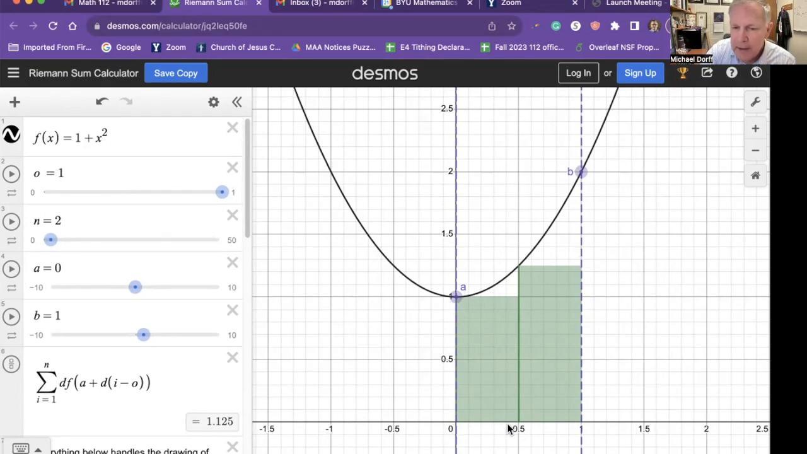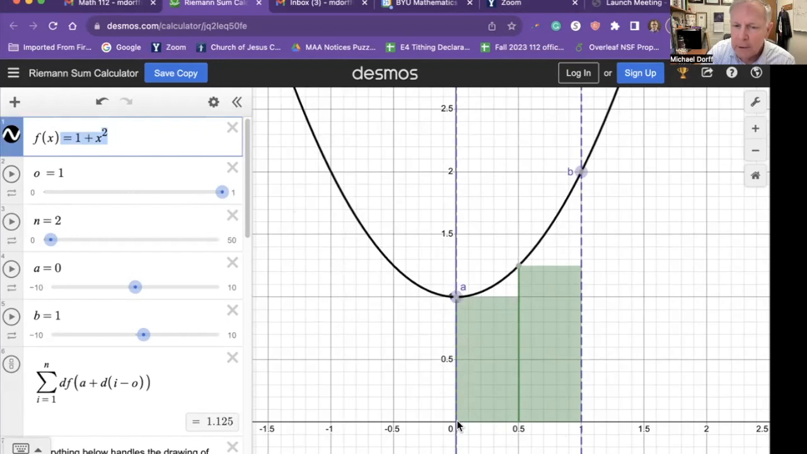Well, now the base has decreased. Each one is now a half. The base of each rectangle is a half. And the height is the same idea. I take the leftmost point, that x value, and then I plug it back into the original function, 1 plus x squared, and that tells me what the height is.